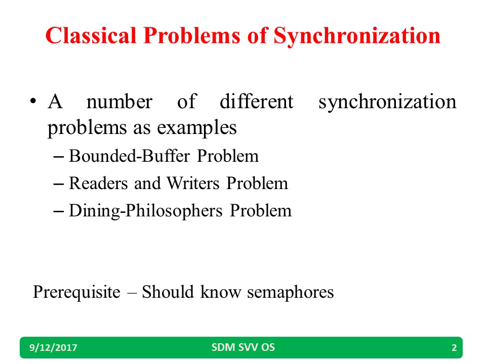Classical problems of synchronization. These are the three examples discussed in the textbook: the bounded buffer problem, the readers and writers problem, and the dining philosophers problem. In this video, we are going to discuss the readers-writers problem. The prerequisite is that you should know semaphores.